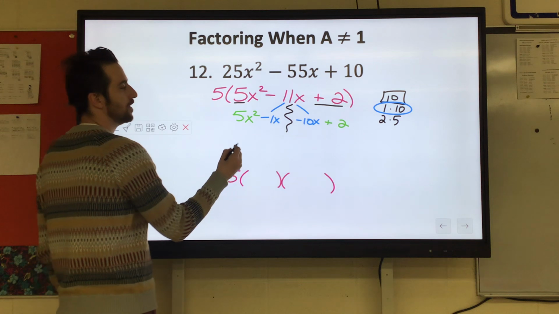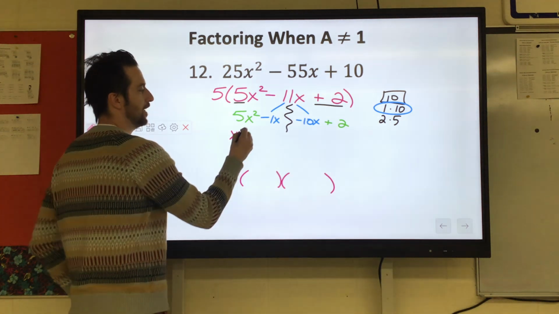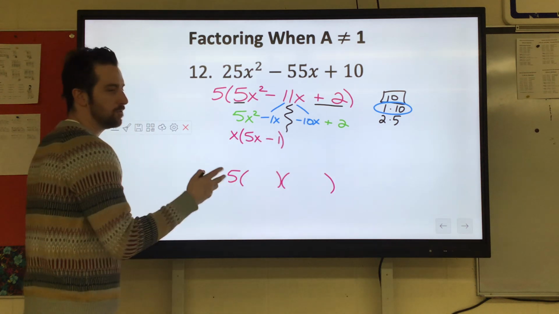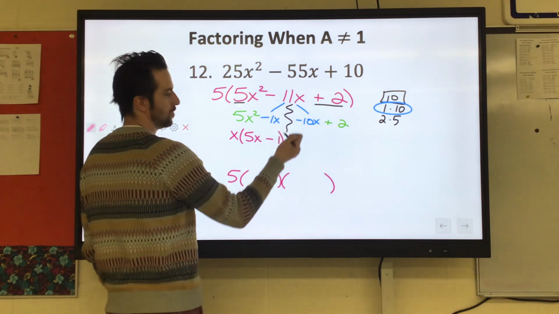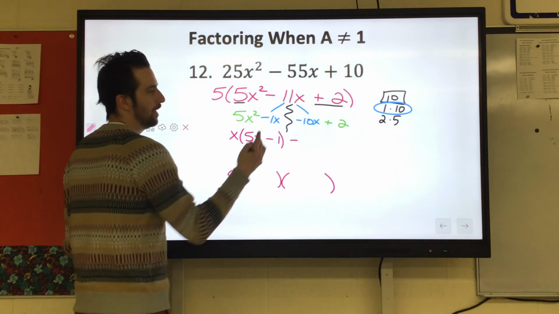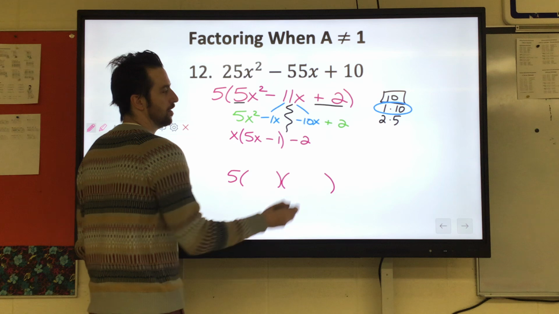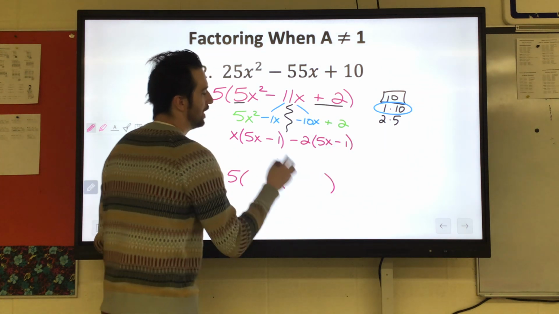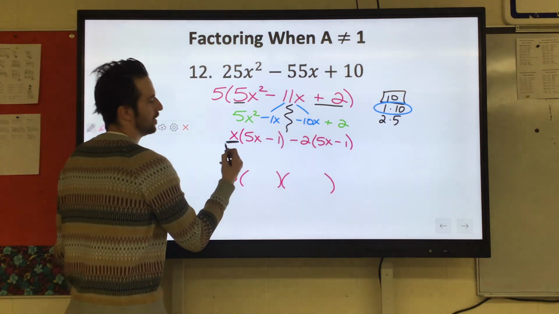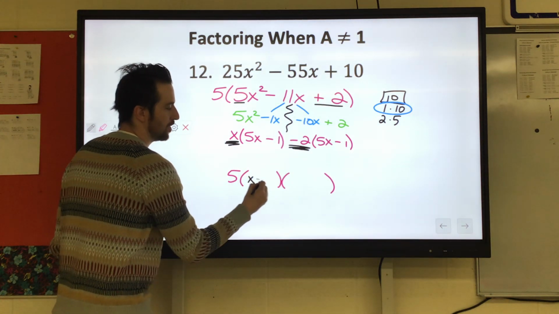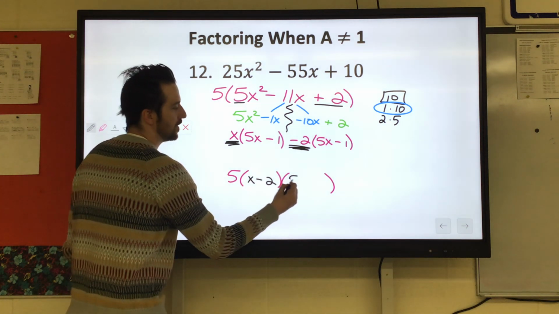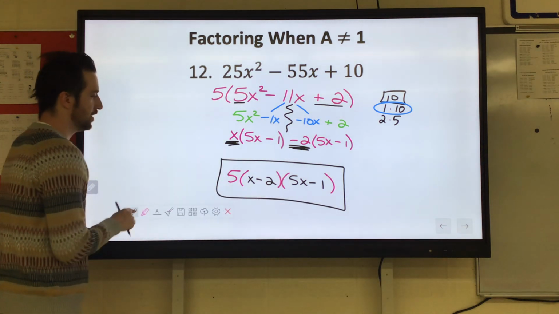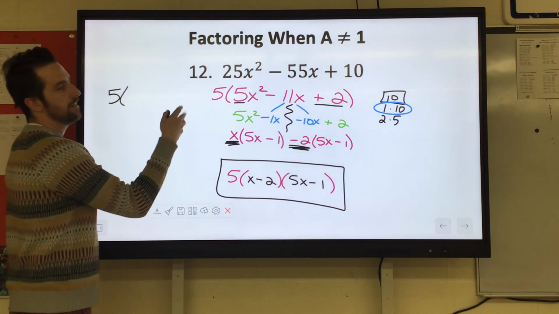5x squared minus 1x, they have an x in common. x times 5x is 5x squared, and x times negative 1 gives you negative x. Over here it starts with a negative, so we'll factor that out. 10x and 2 have a 2 in common. Negative 2 times 5x is negative 10x, and negative 2 times negative 1 is positive 2. So outside, x minus 2. That goes in one of the parentheses. They have the 5x minus 1 in common. Done.